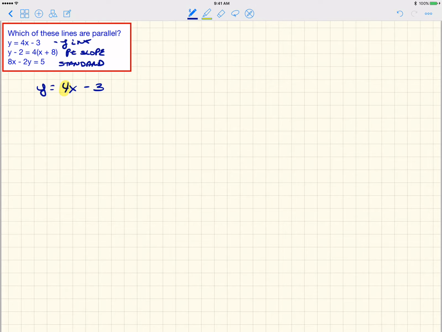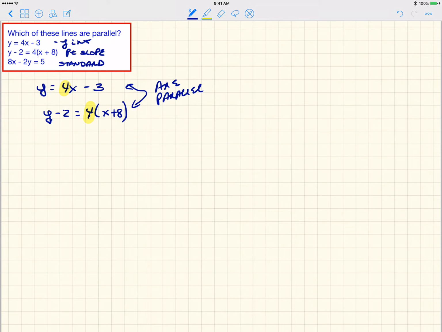In my other equation, the point slope form equation, I have y minus 2 equals 4 times x plus 8. What do we have there? Well, my slope is right here. It's right there for me to see. So I know right away that these two lines are parallel.